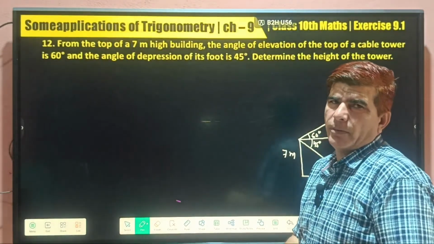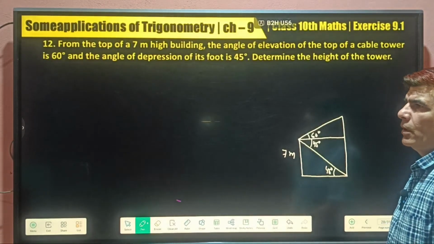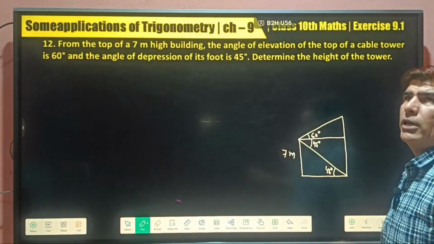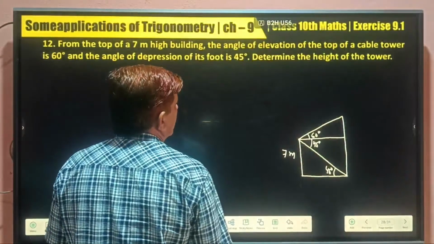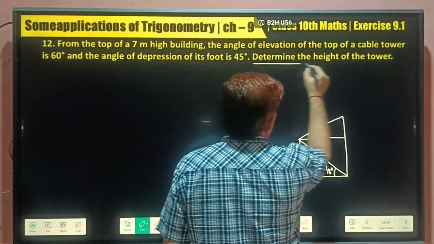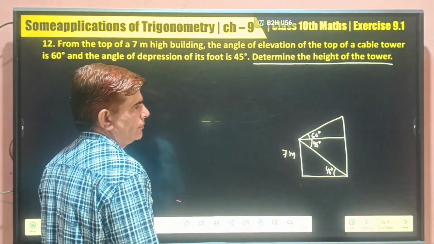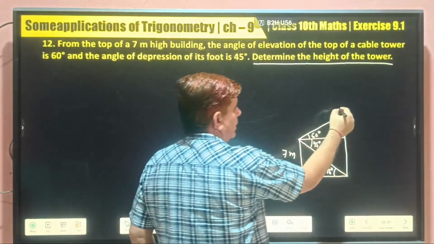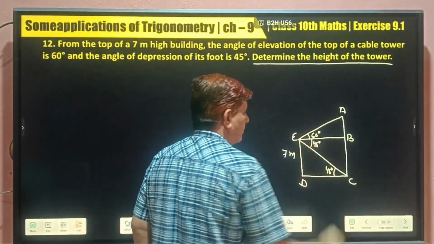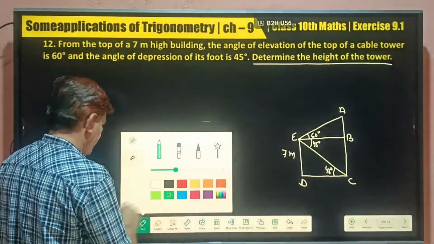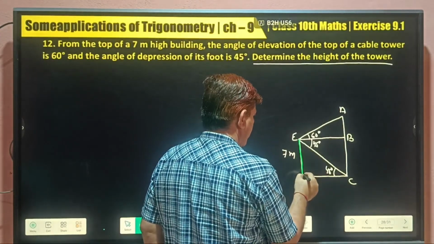About angle of elevation and angle of depression, I already told you. Angle of elevation is looking from the downside to the upside, and if you are looking from the upside to the downside, that's the angle of depression. Determine the height of the tower. What we have to find out? Height of the tower. So we can say these points are named A, B, C, D, E. ED is the height of the building.